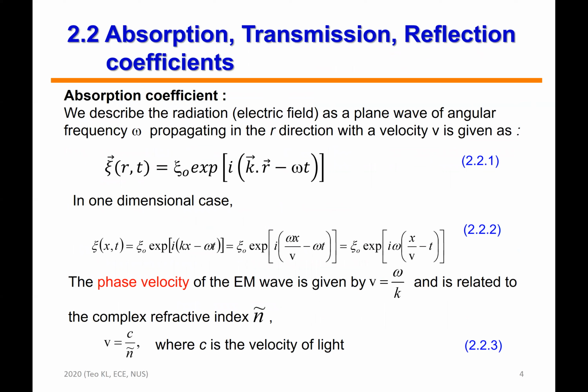Next, we will study the absorption coefficient. We describe the radiation, or the EM wave, especially the electric field, as a plane wave of angular frequency omega propagating in the r direction, which is the distance in xyz, with a velocity v given as follows. It's easier to deal with the equation in the one-dimensional case. So for the three-dimensional r direction, we will consider only one direction, that will be the x direction. So instead of a vector quantity, it will become a scalar quantity. So k dot r will be just kx, and then minus omega t, where omega is your angular frequency and t is the time.